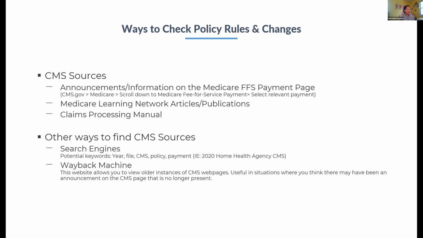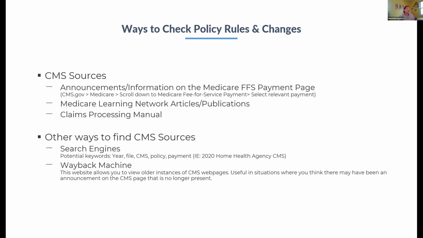Other ways to find CMS sources, use a search engine of choice. I found that you can just honestly type in your exact problem, and sometimes you find exactly what you're looking for. Or you train your search engine over time to give you what you're looking for. So in this situation, I would probably just type in something like 2020 Home Health Agency CMS policy change, and pray that something useful would come up.